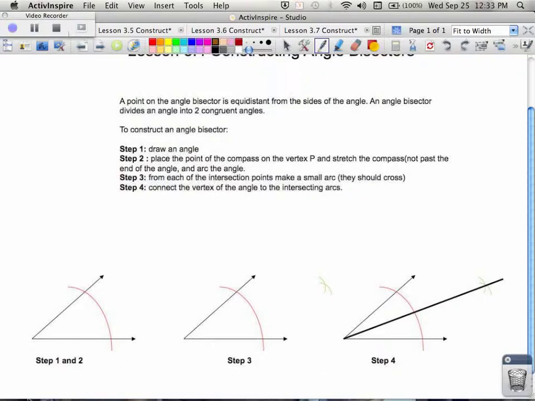And then in step three, from each of the intersection points, we're going to make a small arc without changing the compass, and you'll see them cross. And then in step four, we're going to connect the vertex of the angle to the intersecting arc. So step one is the angle is going to be drawn.